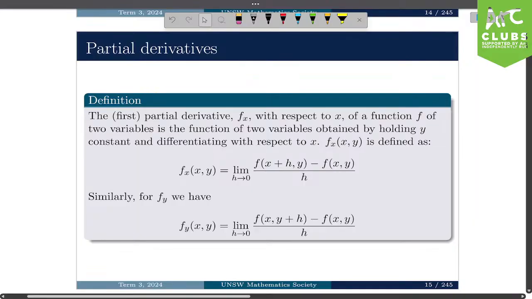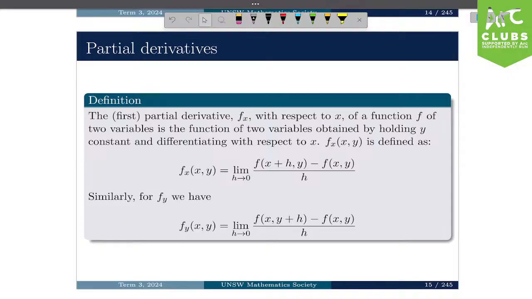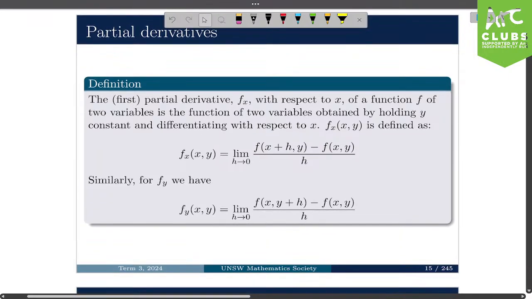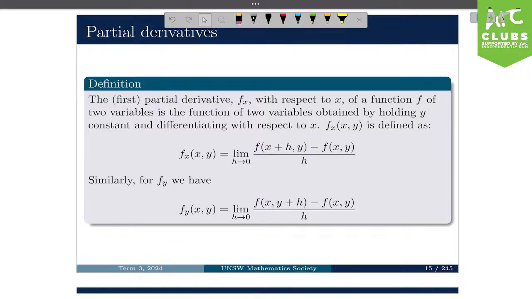Okay, and now for partial derivatives. The first partial derivative f_x with respect to x of a function f of two variables is the function of two variables obtained by holding y constant and differentiating with respect to x. And you can see what this is defined as. And then similarly for f_y, we just hold x constant and differentiate with respect to y.